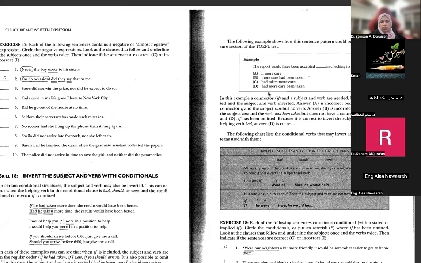Now, it's going to be one of these where if is not here, but we should have either, what did we say? We're going to have either had or should or were. So do we have had or should or were? We have had here and we have had here. And we said if we have had, we're supposed to have inversion. Can we have had taken? Or do we have had more care and then been taken? Do we disconnect the verb? Or do we leave the whole verb together when we do inversion?